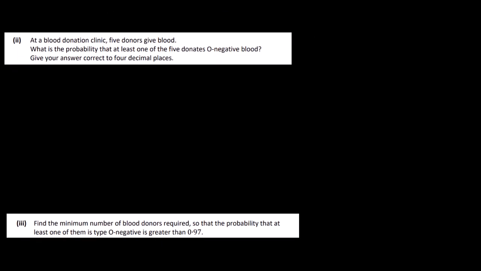At a blood donation clinic, 5 donors give blood. What is the probability that at least one of the 5 donors donates O negative blood? Give your answer correct to 4 decimal places. So at least one. The probability that at least one donates O negative blood from the 5 is equal to 1 minus the probability that no one gives blood that's O negative. So all we've got to do is work this out.